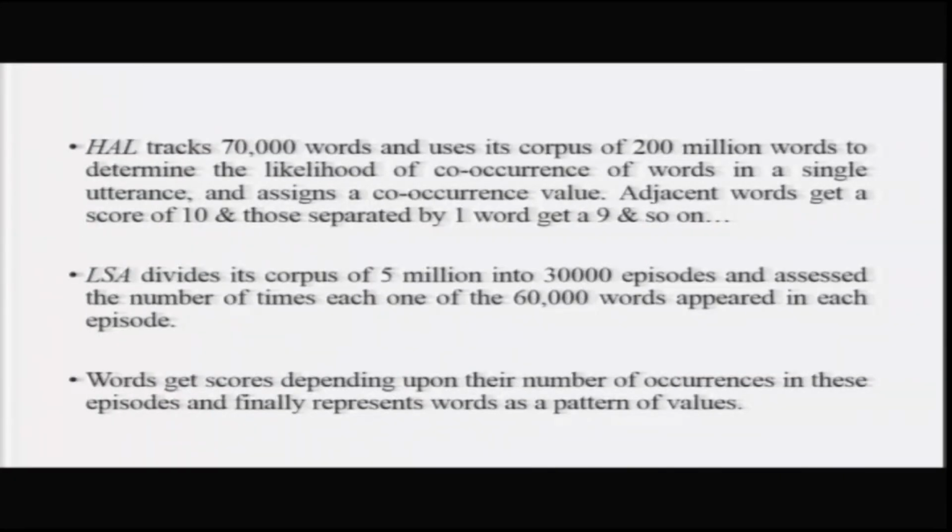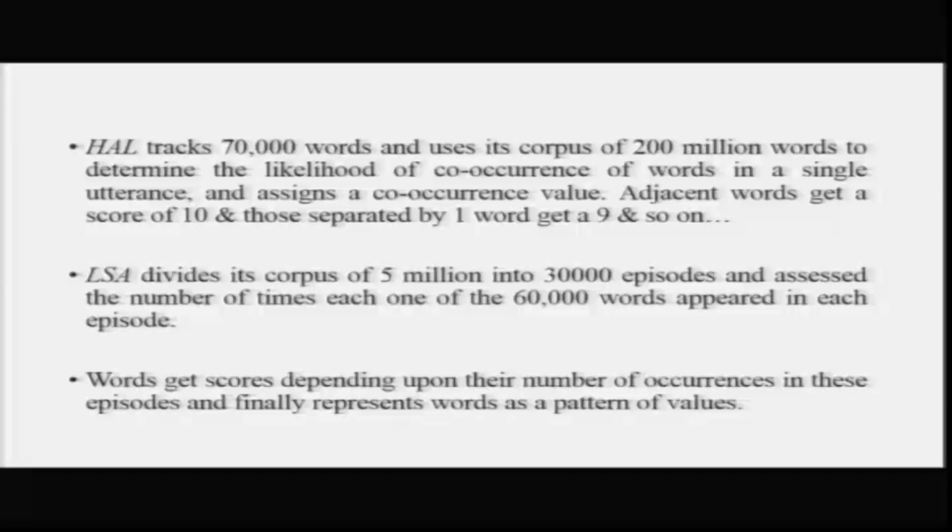Now HAL tracks around 70,000 words. It has a big corpus of 200 million words. From that it keeps track of 70,000 words in order to determine the likelihood of co-occurrence of these words in a single utterance. So what is the probability that if I have said rat, I am going to say cat as well? Cat and rat, very high probability, versus when I say rat and whether I will say parachute, low probability of co-occurrence. Okay, that kind of thing.